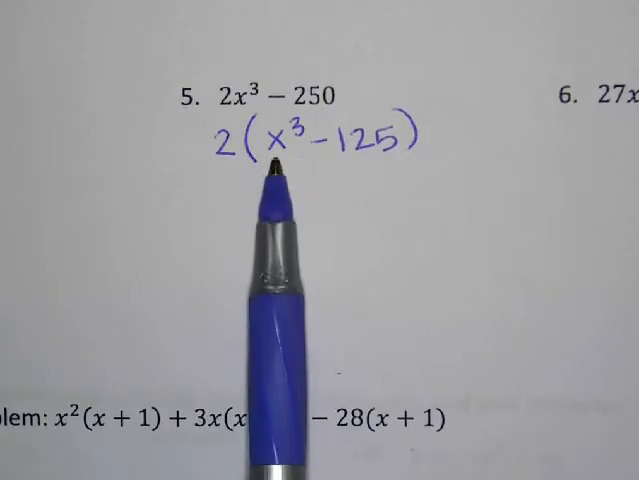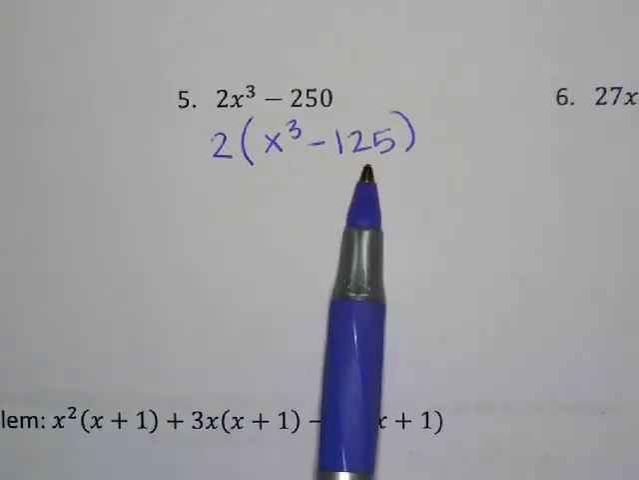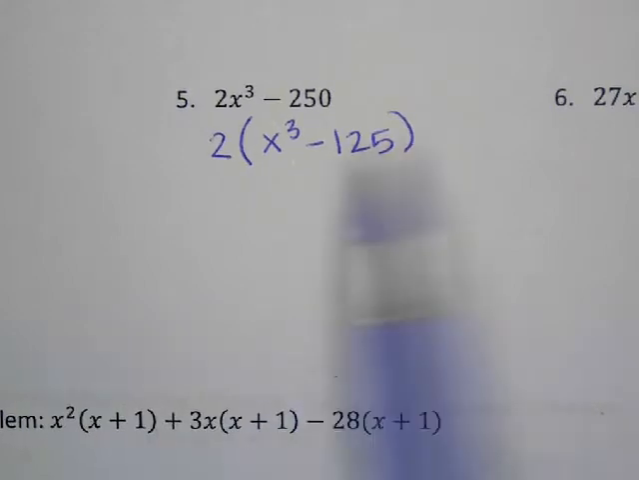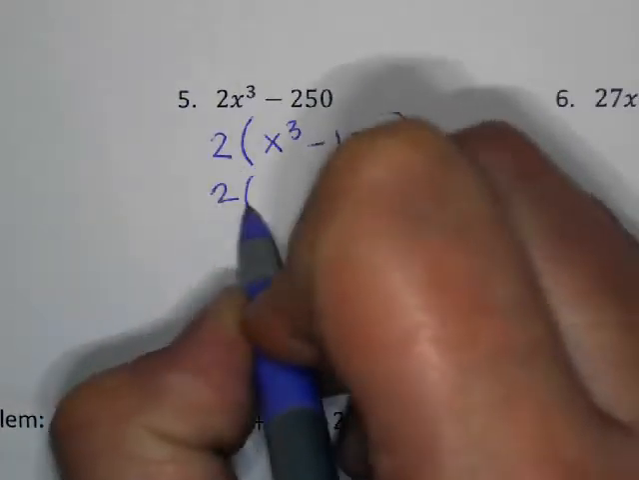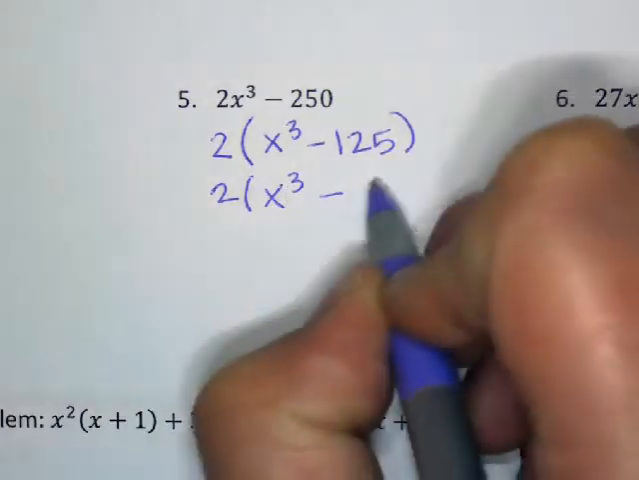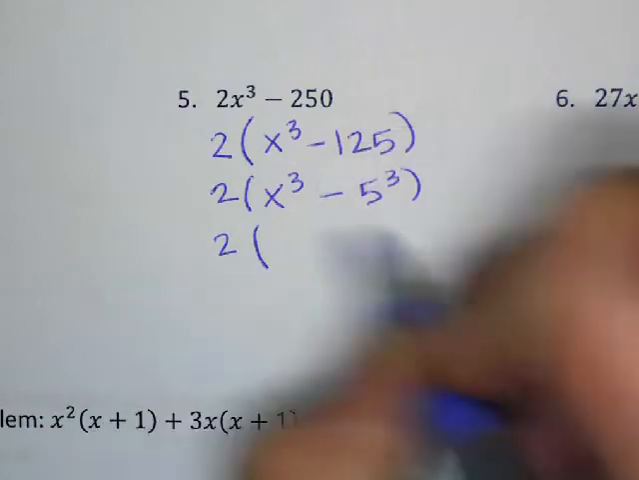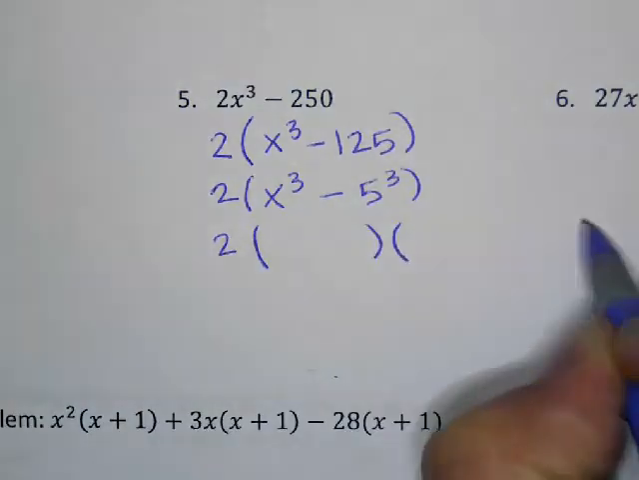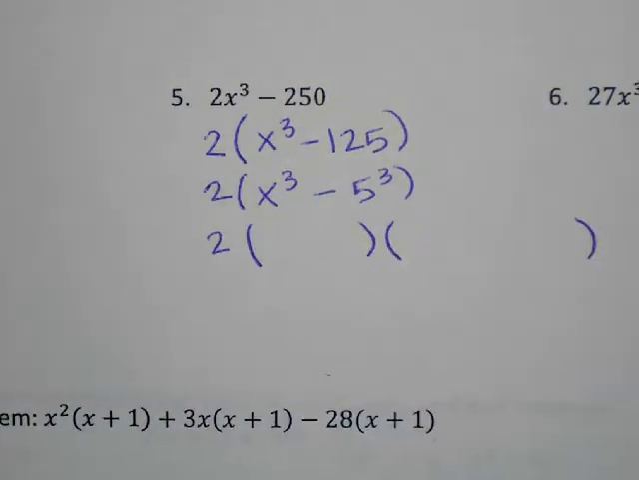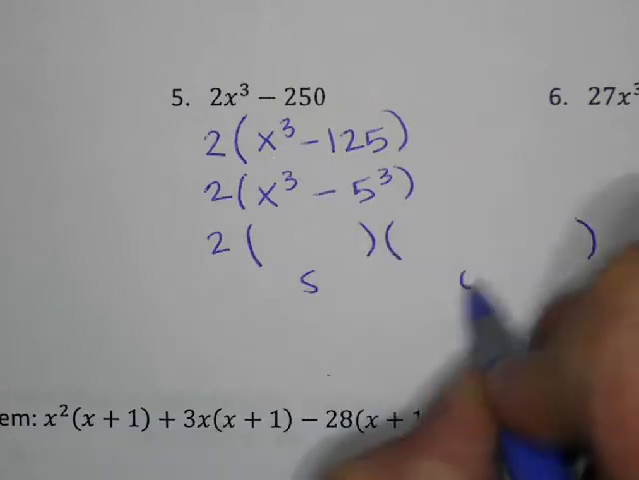So that's a perfect cube, x to the third. And then 125 is a perfect cube also. It's something to the third power. 5 to the third power. Okay, so we've got 2, and we've got x to the third power minus 5 to the third power. So we've got a little parentheses and then a big parentheses. And we have to remember SOAP.